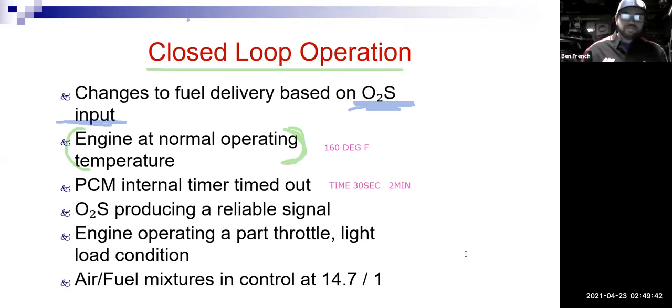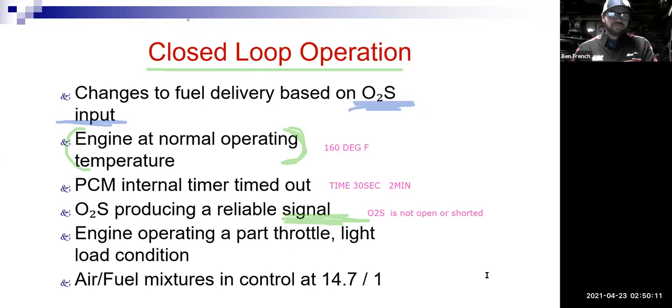We have an O2 sensor that's producing a reliable signal. What does that mean? The computer has to see some type of signal coming off of this thing that is somewhat believable. So I'm going to put here on my text, I'm going to say that the O2 sensor is not open or shorted. Okay. And then engine operating at part throttle light load. Air fuel mixture is in control at 14.7 to 1. So why do we have engine operating at part throttle light load? Well, because at wide open throttle, I go back to open loop.